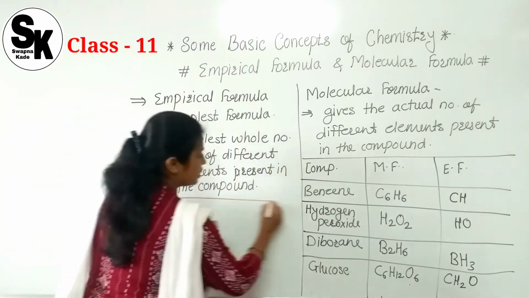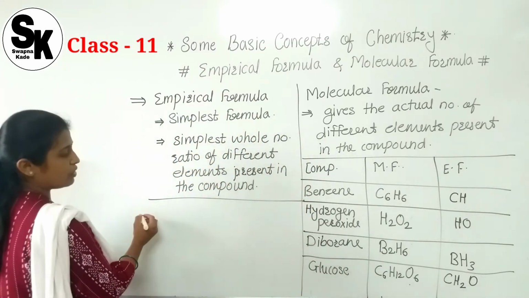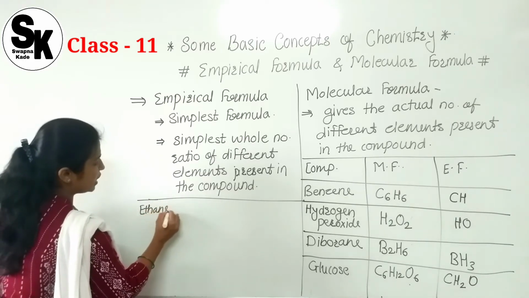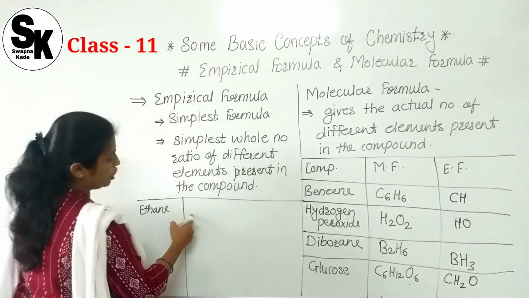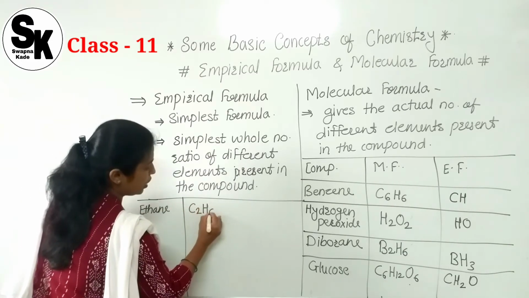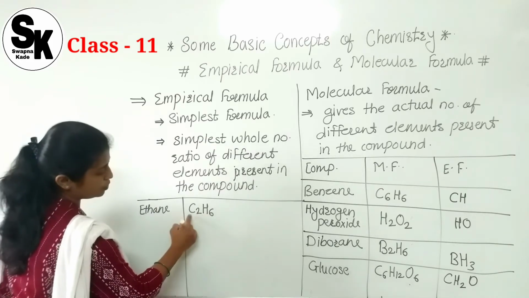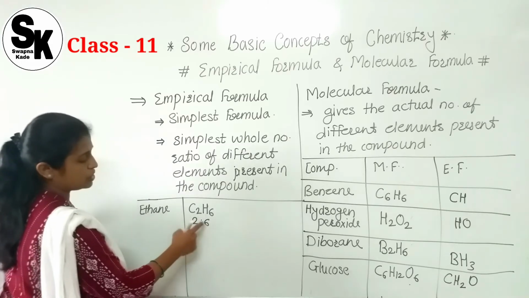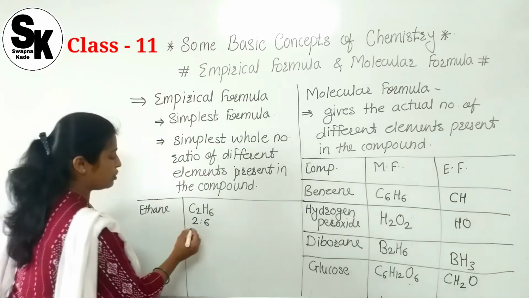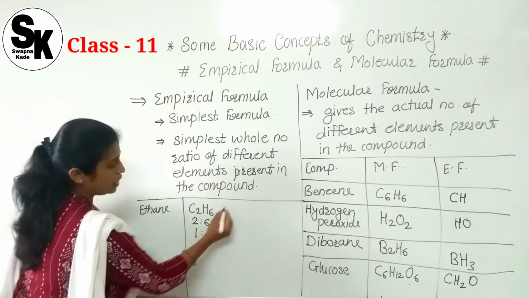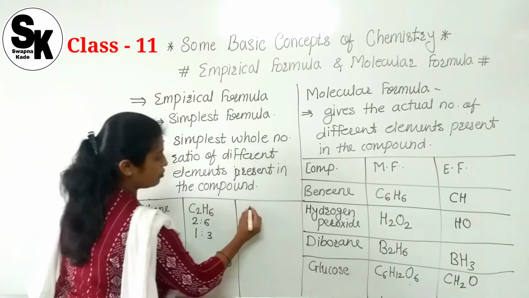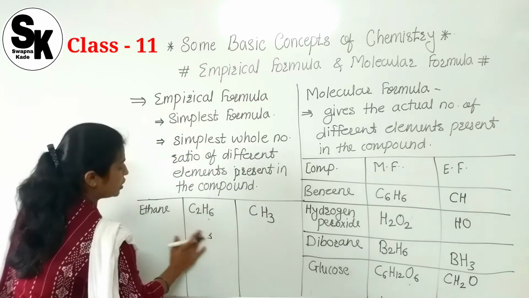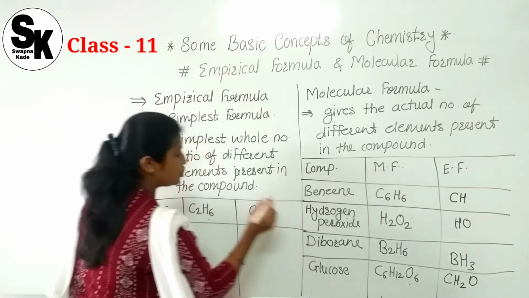If you want other examples, you can write another one, that is ethane. Ethane is a hydrocarbon. Its molecular formula is C2H6. Here we can observe the number of carbon is 2 and hydrogen is 6, so their ratio is 2:6. But what will be the simplest ratio? That will be 1:3, and according to that, its empirical formula will be CH3. देखो कितना भी एग्जाम्पल दिए पर आपको समझना इंपॉर्टेंट है.